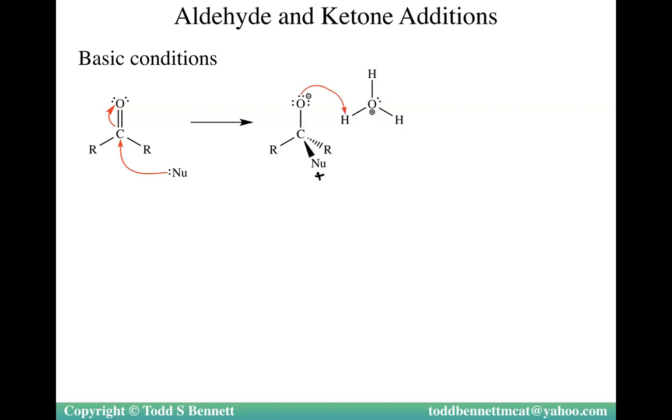Because we're doing the basic conditions, I should stick with something like this picture. So I cross the two up. So in the end, that goes that way, and you end up with an OH minus, a basic condition, and an alcohol. So it turns into OH.